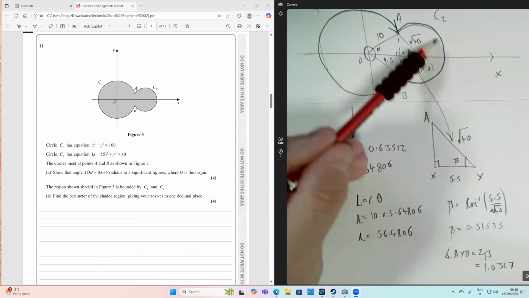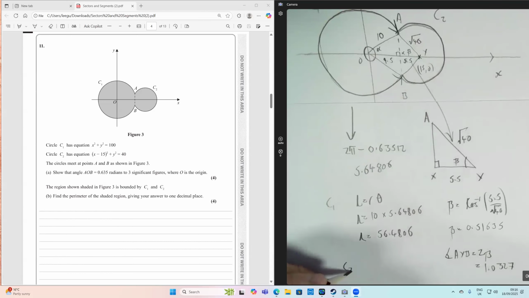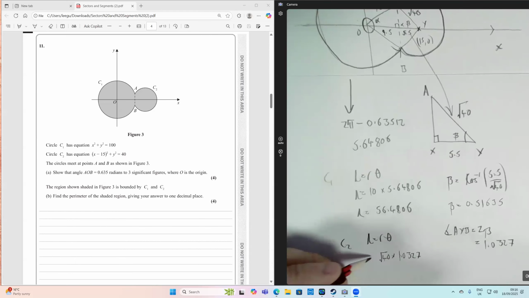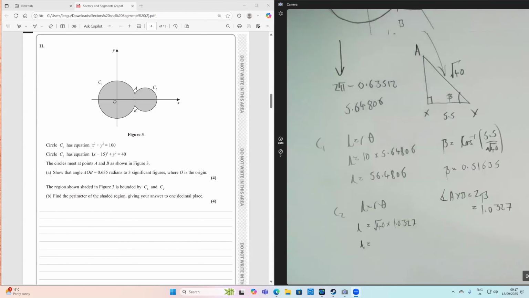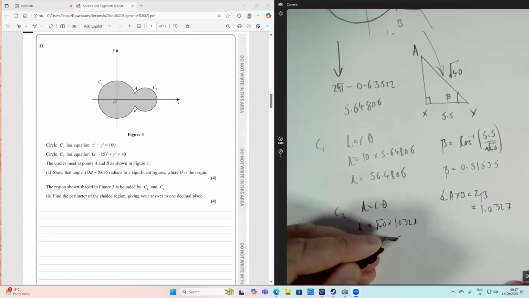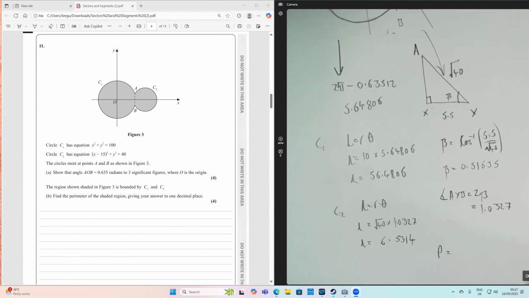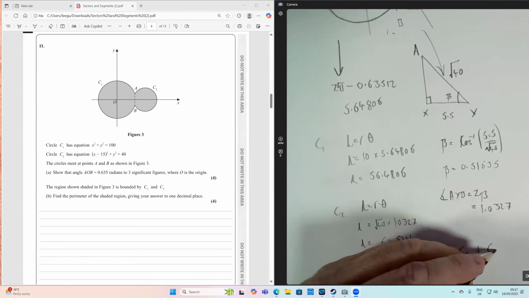It's going to be r times theta. So I'll call that C2, and we've got the length there is r theta. Our radius in this case is √40, and our theta we've just discovered is 1.0327. So from that we can find an expression for our length. Now let's have a look at that. So that's going to be that times by √40. There we go, is 6.5314.